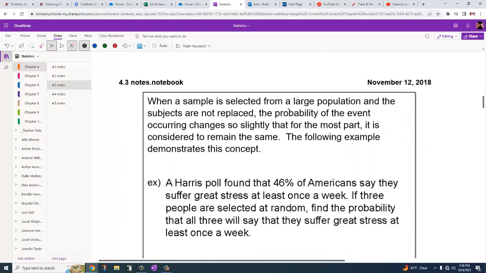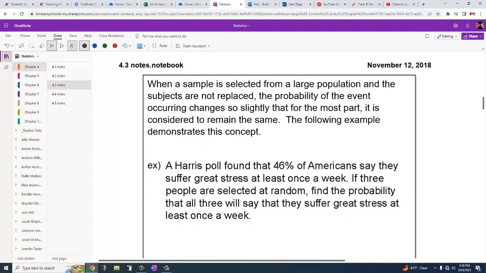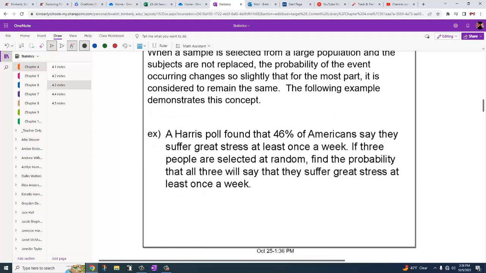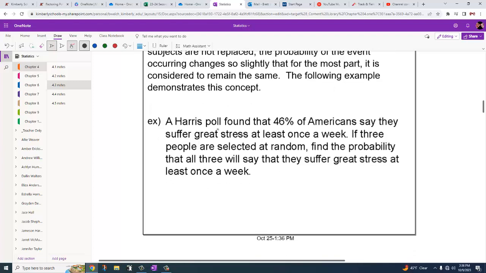When a sample is selected from a large population and the subjects are not replaced, the probability of the event occurring changes so slightly that for the most part, it's considered to remain the same. So here's an example. Harris Poll, a company that does polls, found that 46% of Americans say they suffer great stress at least once a week. If 3 people are selected at random, find the probability that all 3 will say they suffer great stress at least once a week.